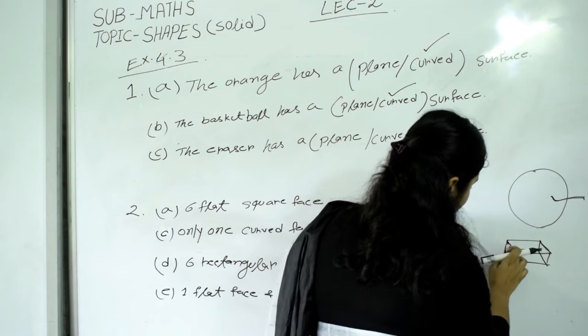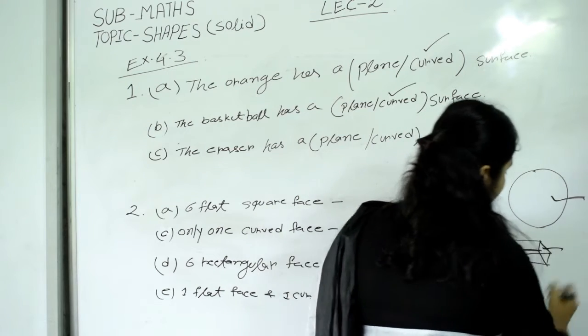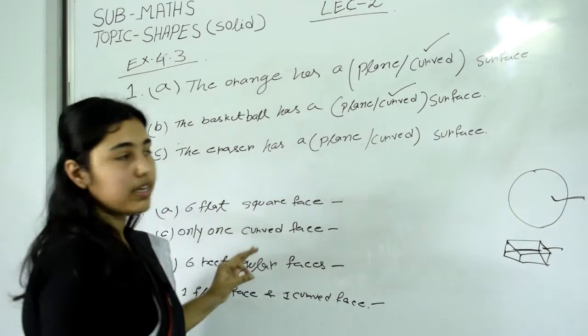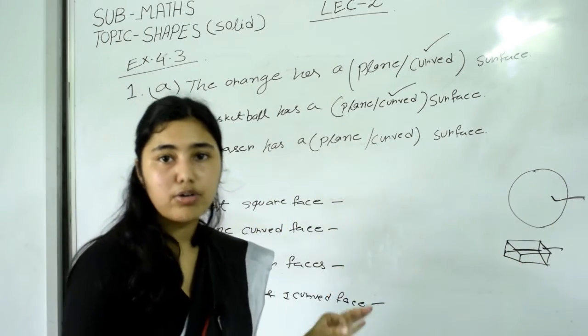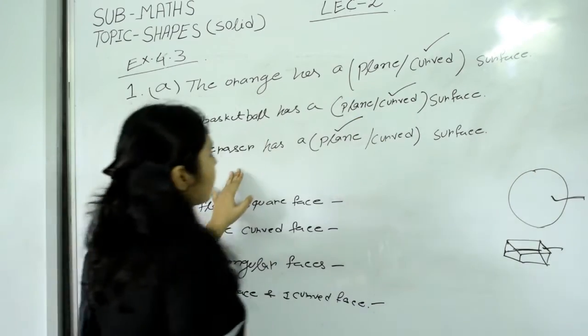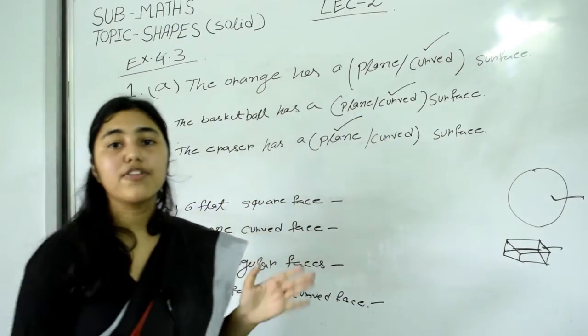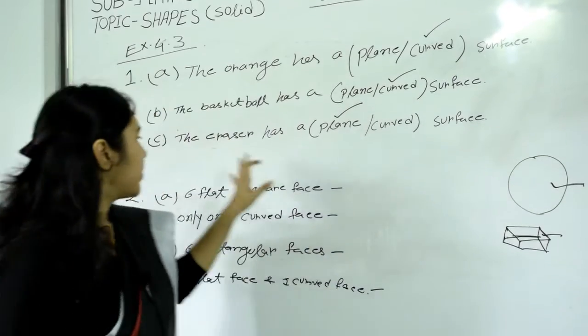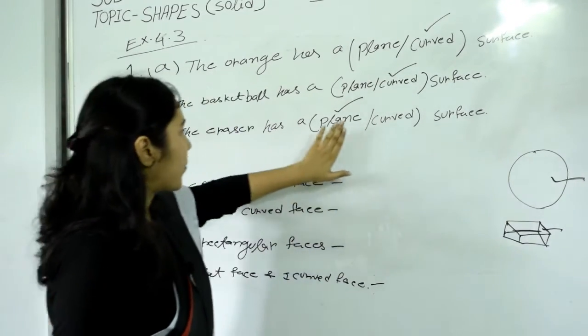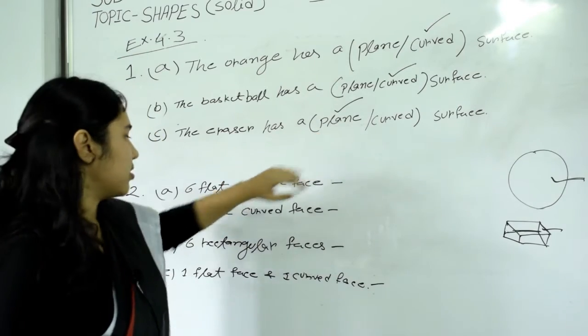So this is similar to a cuboid, and a cuboid is made up of 6 rectangular flat faces, which means the eraser has a plain surface. So plain is our right answer.